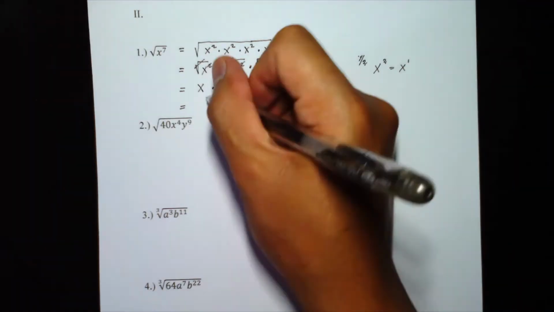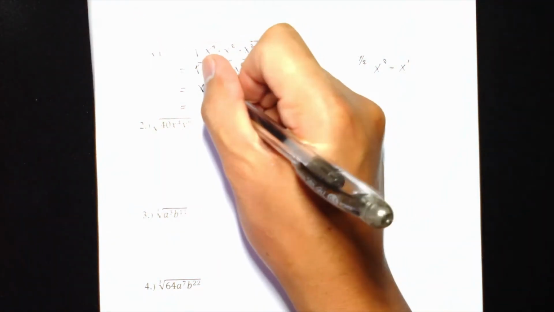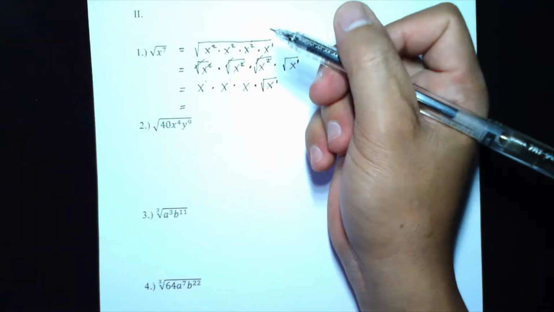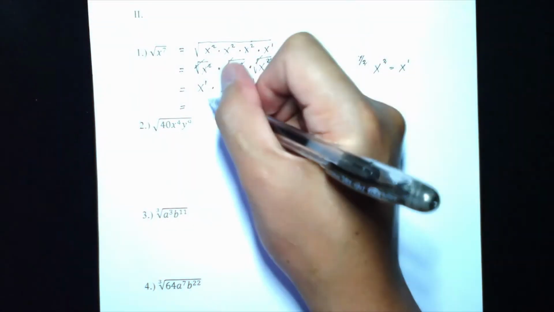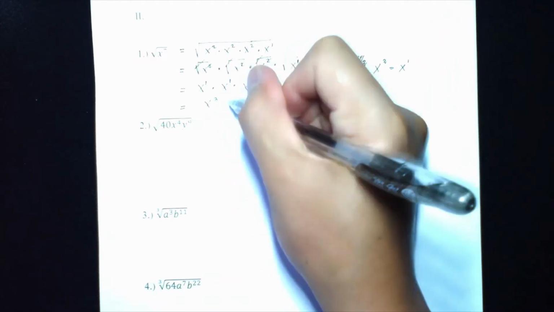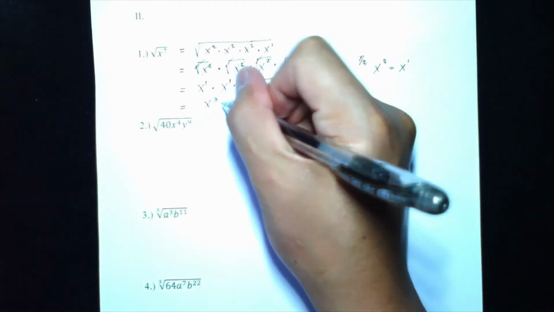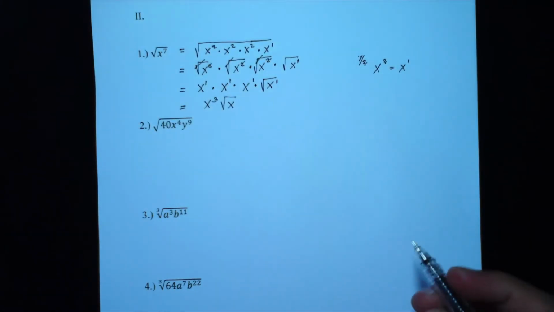Or simply, if we multiply this one, the result will be x times x, that will be x squared, times x, that will be x raised to 3. So if you multiply their exponent, the result will be x raised to 3 square root of x. So that is now the simplified form of the square root of x raised to 7.